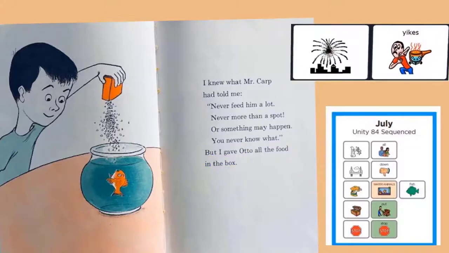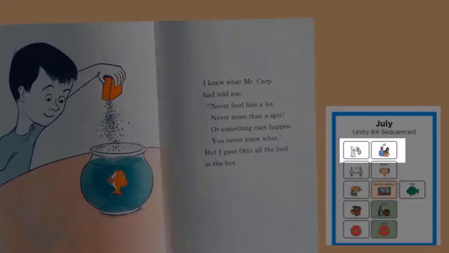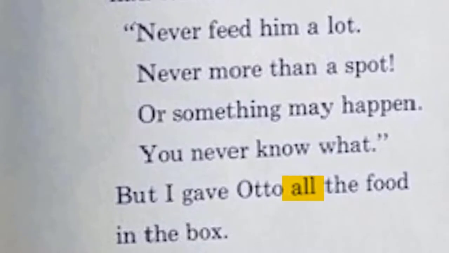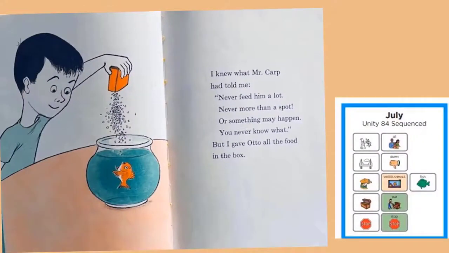Yikes! Did you hear that? The boy gave him all the food in the box. All the food. Mr. Carp said never do that. What do you think might happen to the fish? Let's turn the page and find out.